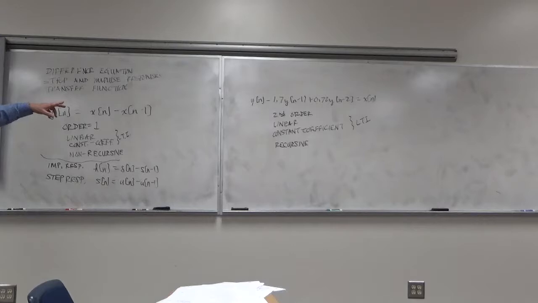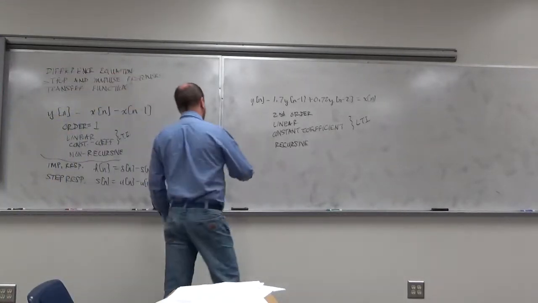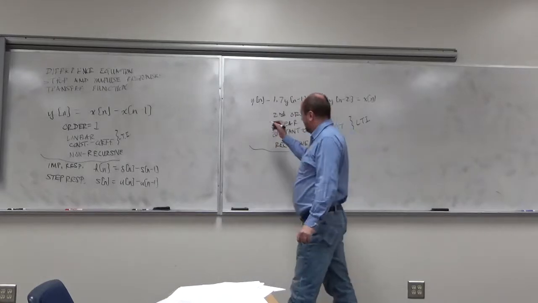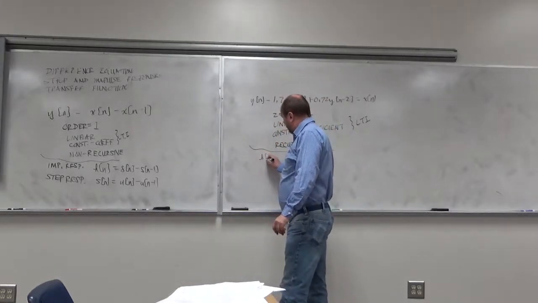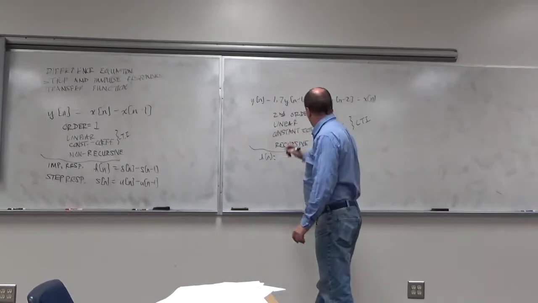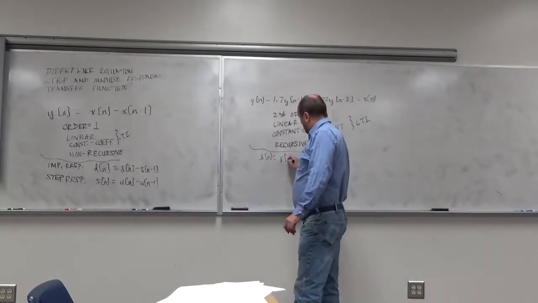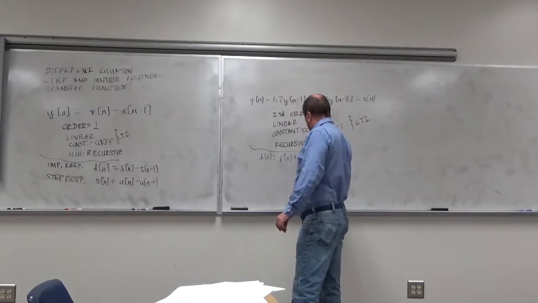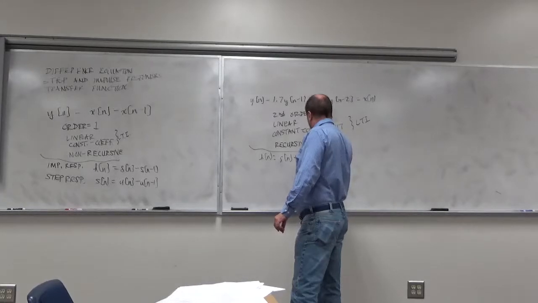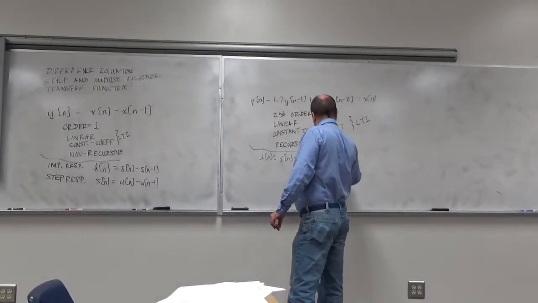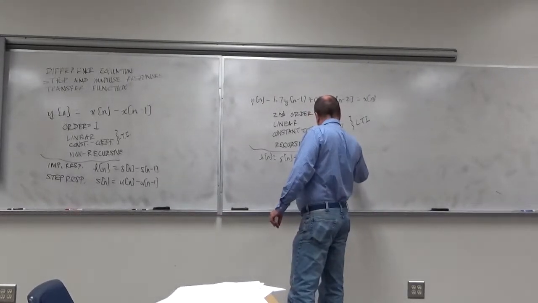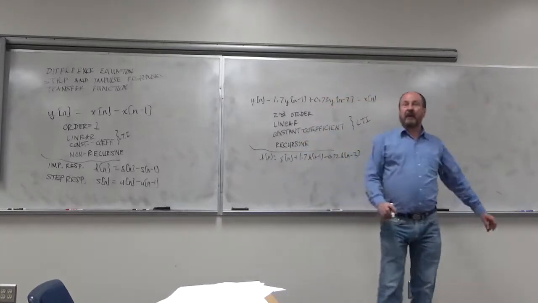Now, that is not nearly as simple for a recursive system. In fact, you really can't do it. I can plug it in here for my impulse response. I would have h of n, but on the right-hand side, I would have delta of n plus 1.7 h of n minus 1 minus 0.72 h of n minus 2, and that's a very nice equation.